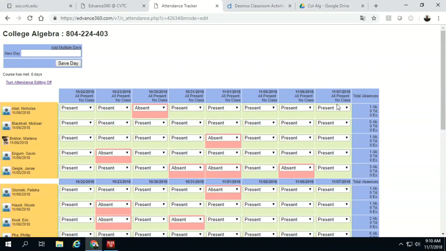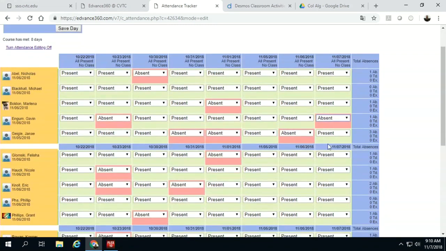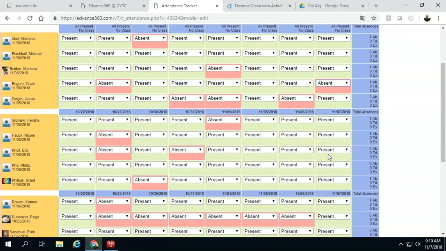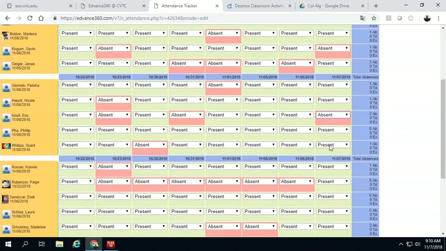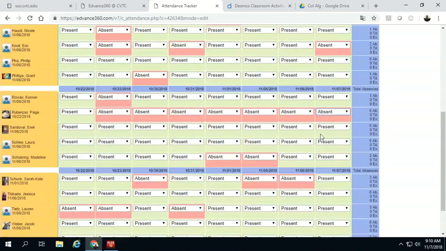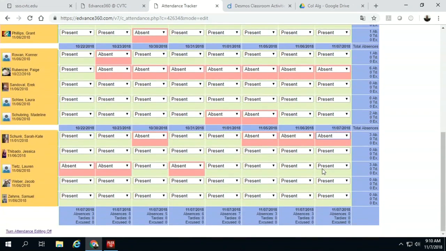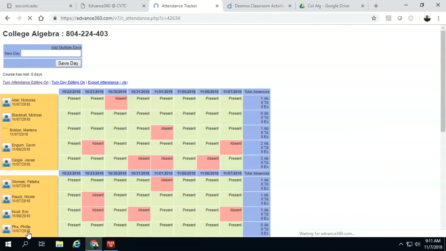Nick's here. Mike. Yep. Marlena. Gavin is absent. Janae, Felicia, Nicole, Eric. Whose bag is that there? I'm here. Not Eric's. Okay. Phil, yeah. Grant, here. Connor, Paige. I don't know what's up with Paige. Eric, Laura, Madeline, Sarah. Jesse, Lauren, Jake, and Sam. Anybody need more time, or do you have them?